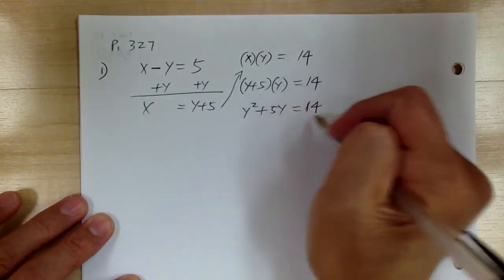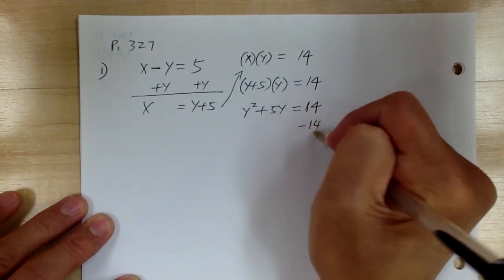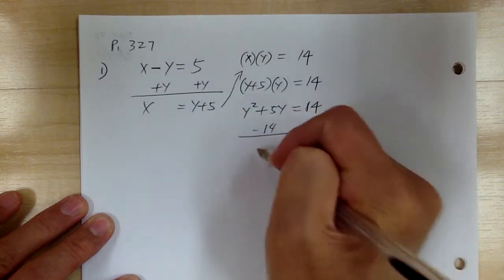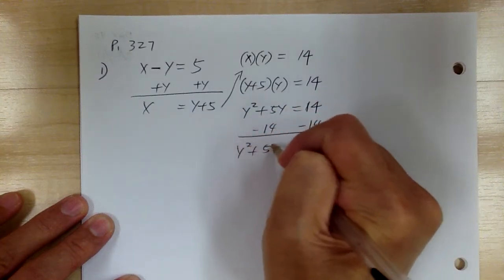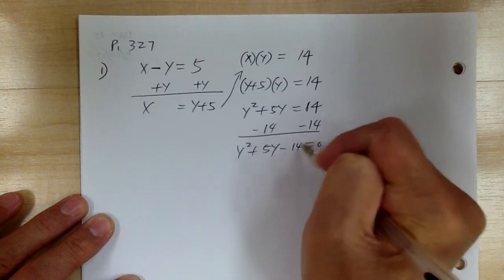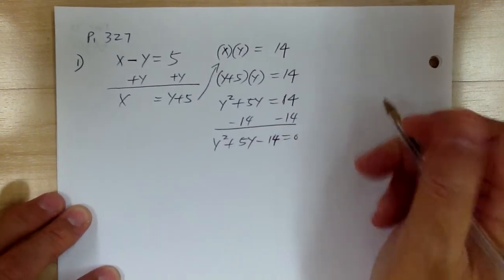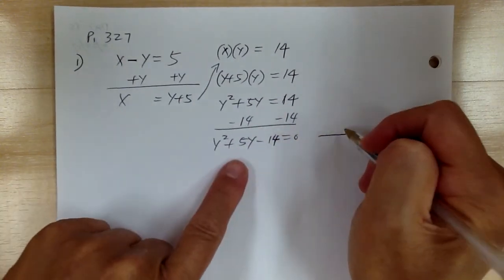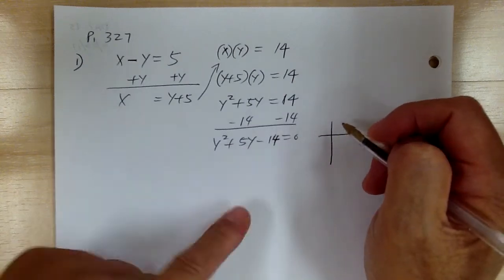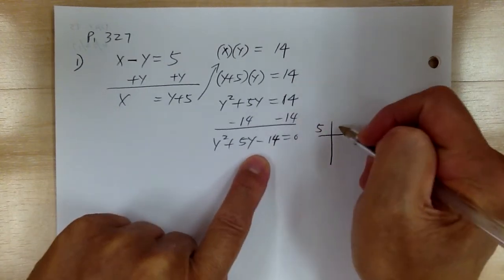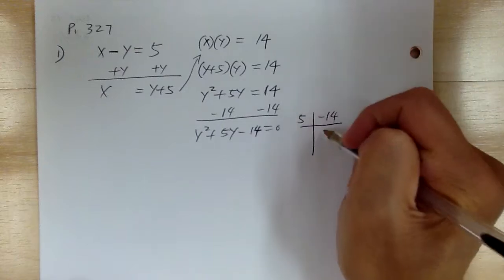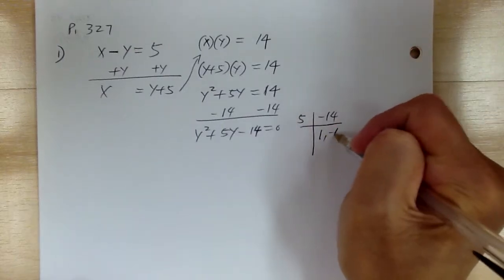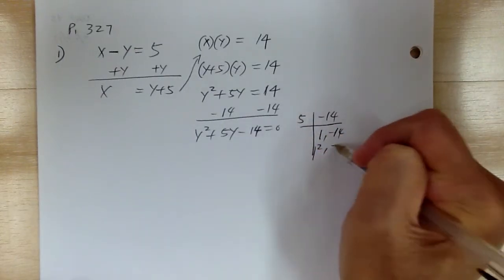And you have to make it equal to 0 before you can factor. So minus 14 on both sides. So you've got y squared plus 5y minus 14 equal to 0. Then you do your factoring. Step 1 cannot, step 2 cannot. So master product, it's going to be 5, negative 14. So you start with 1, comma, negative 14, 2, comma, negative 7.